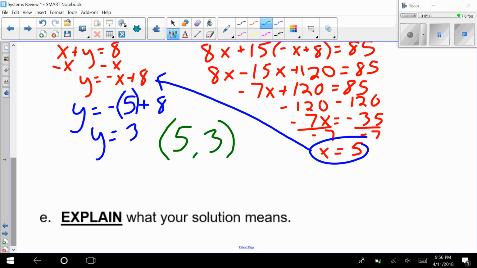Then explain what our solution means. I'm just going to do this out loud, so I hope you're listening. This solution means that she needs to work 5 hours of babysitting and 3 hours of yard work in order to earn $85 and only work 8 hours.